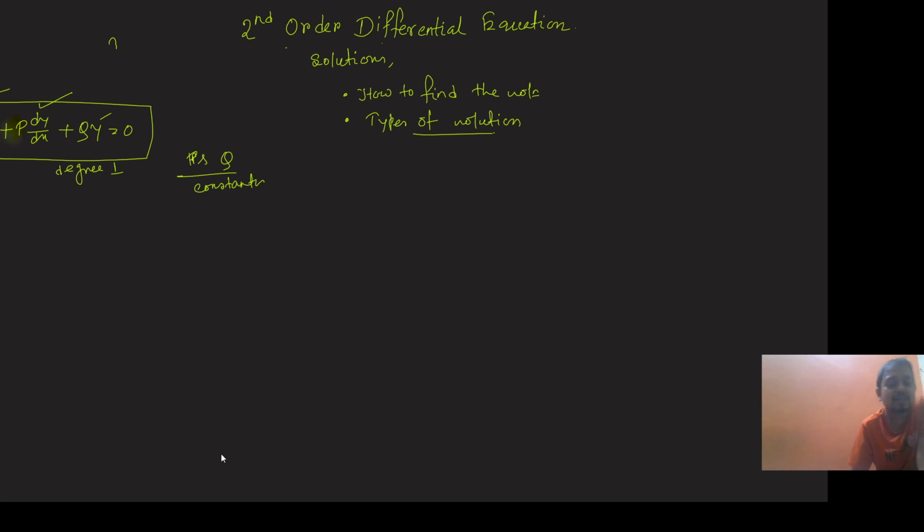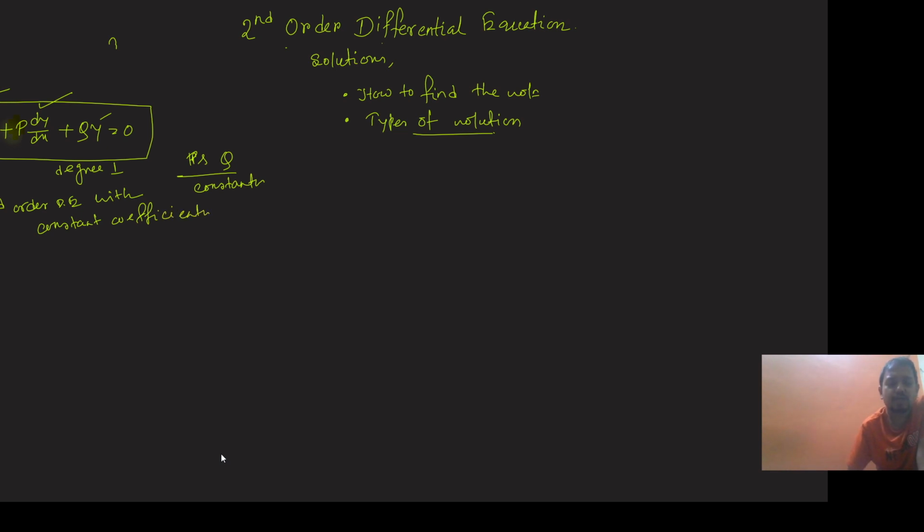So we can say that this is a differential equation of second order, and the degree is 1, which means a linear second order differential equation. And since p and q are constants, you can say it is with constant coefficients.